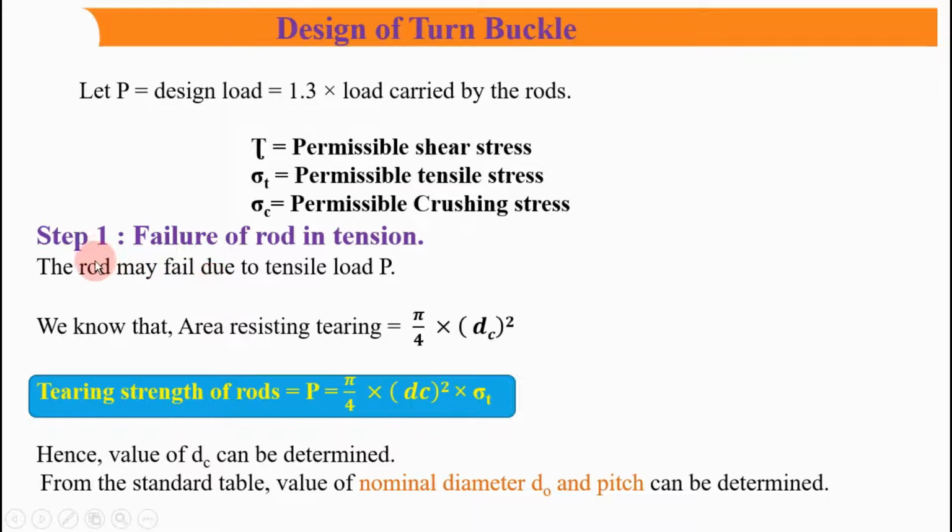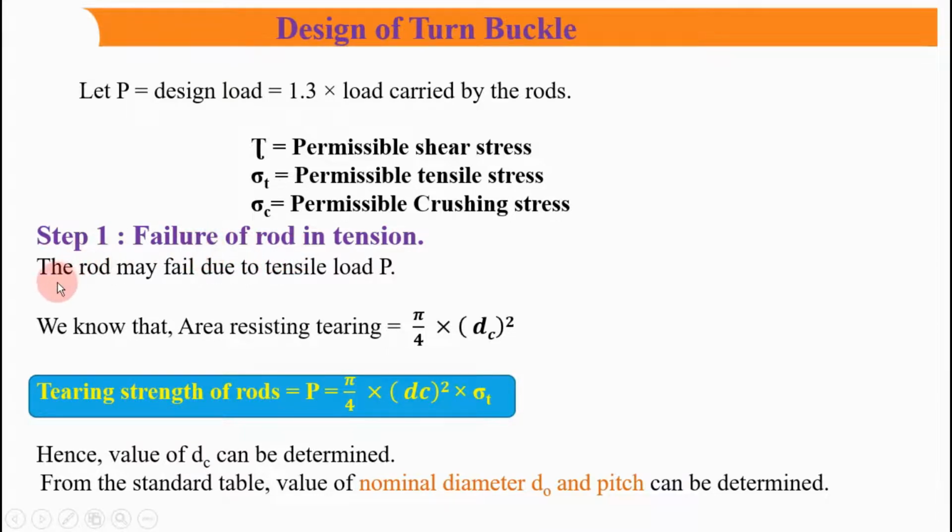So what is the first step of designing the turnbuckle or coupler? As we know, the coupler is used to connect two rods which are subject to tensile load. So what is step number 1? The failure of rod in tension. See guys, the failure of rod in tension. This is the first step of designing the turnbuckle. The rod comes under tensile failure.